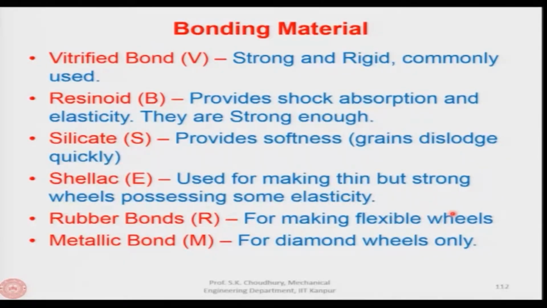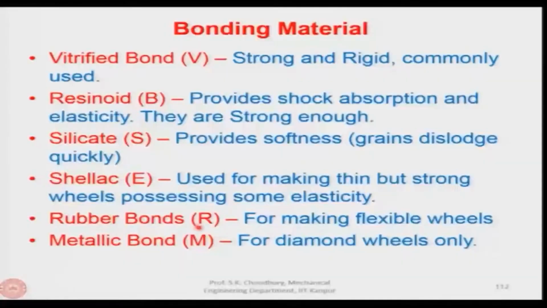flexible wheels. For example, if the wheel is used for parting of a very thick or large diameter workpiece, it has to penetrate the workpiece and it should have some flexibility because it vibrates, and if it is very rigid and strong, it will break. So, this flexibility is given by the rubber bonds, and some sort of elasticity is given by the resinoid also. Metallic bonds are exclusively used for diamond wheels.